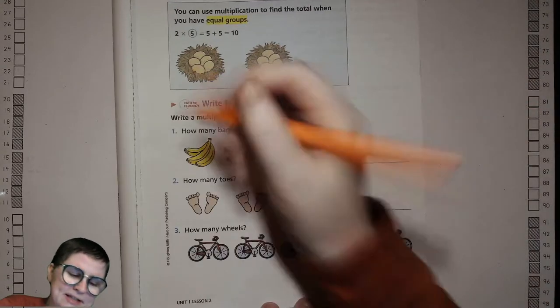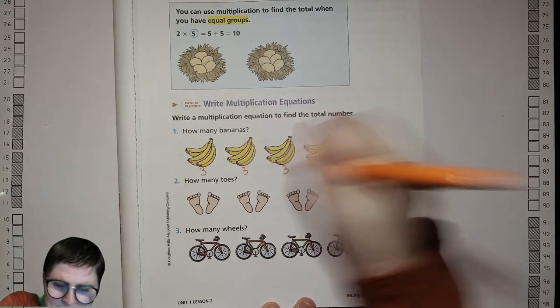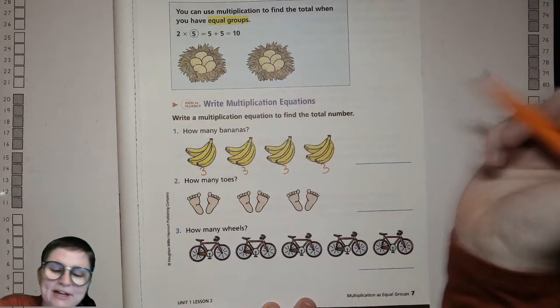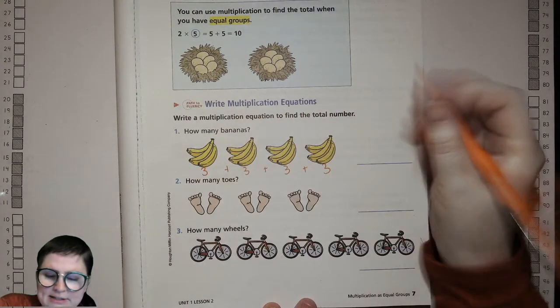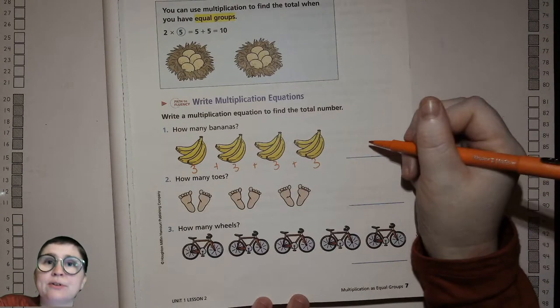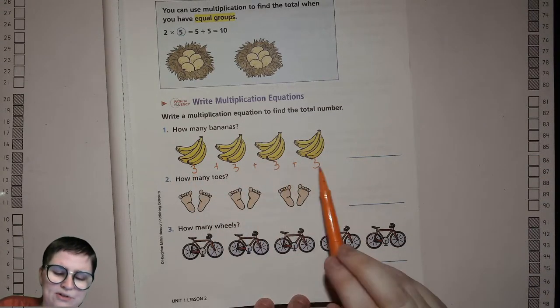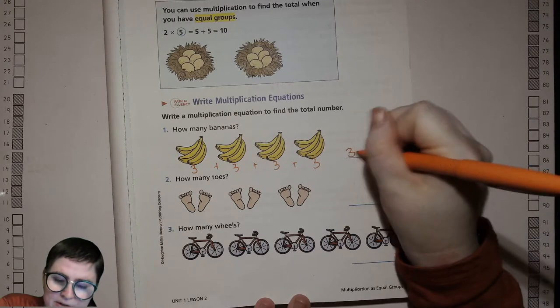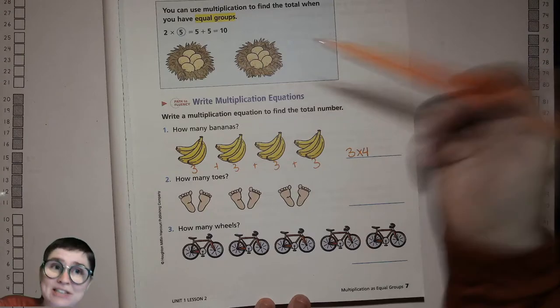Okay, now we're looking at these bananas. This is 3 bananas, 3 bananas, 3 bananas, 3 bananas. We're going to write a multiplication equation to find that. You could do addition, but that's not what we're doing. How many threes do we have? 1, 2, 3, 4. So 3 times 4. And then we're going to find the answer. And you could just count them.